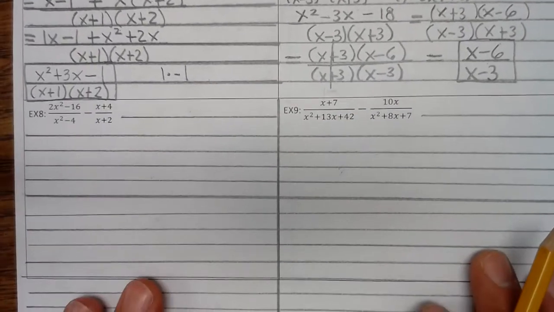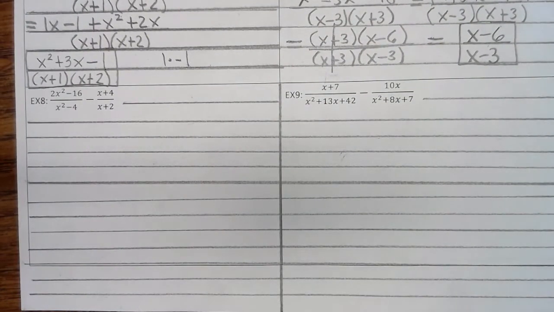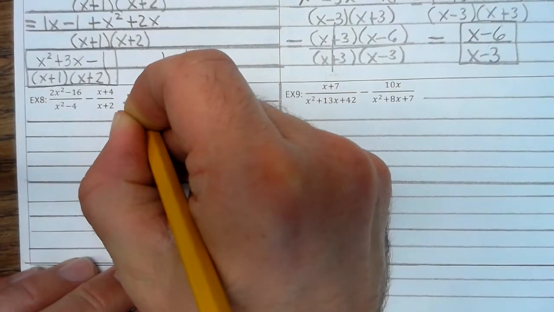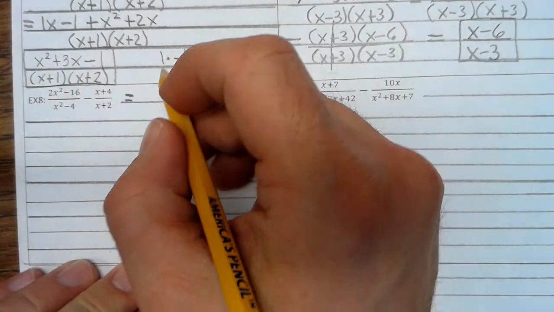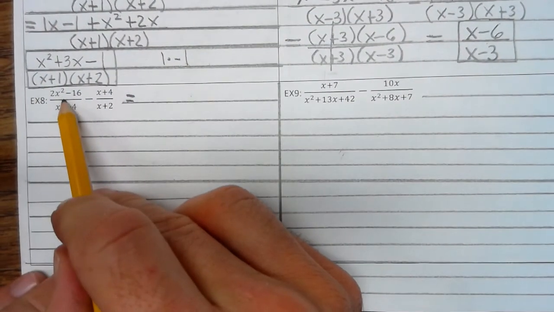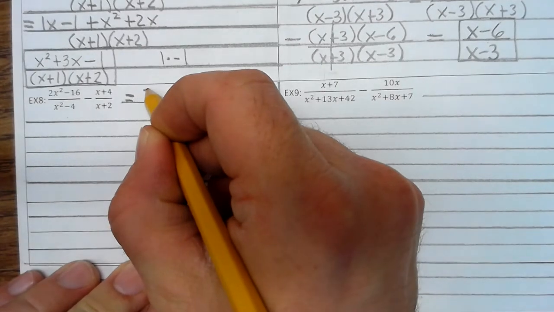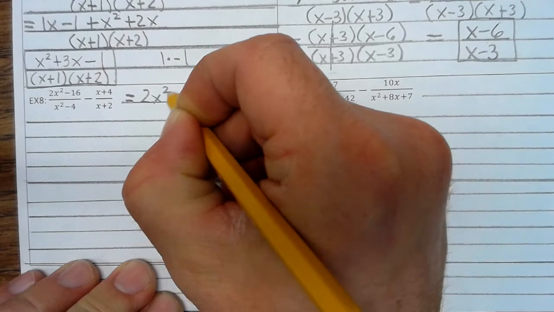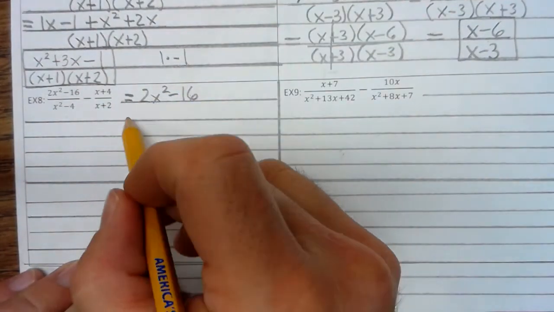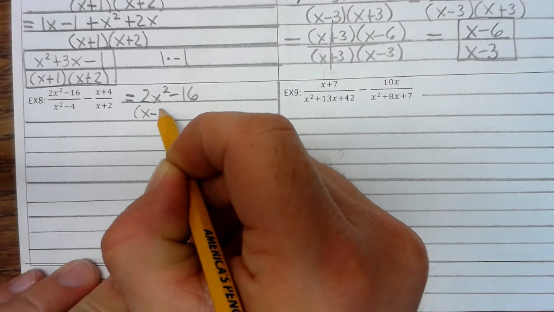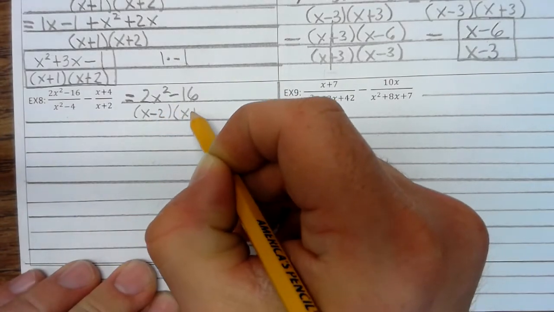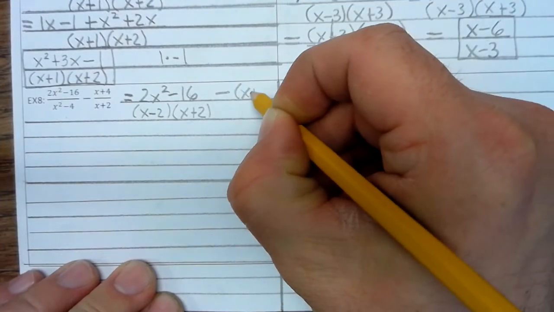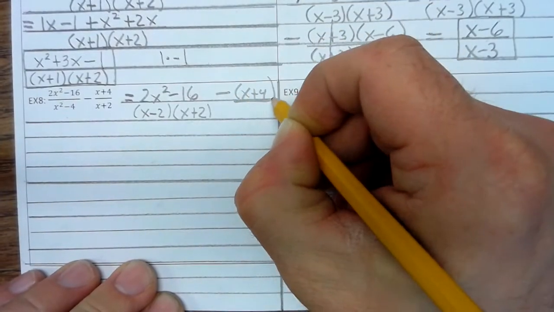All right, so now let's take a look at example 8. So we factor the denominator. And again, this is an example of a perfect square. I'm going to go ahead and factor out the numerator as well. Actually, no, I'm not going to do that yet. So 2x squared minus 16. Now this is a perfect square: (x - 2)(x + 2), minus, in parentheses, (x + 4) divided by (x + 2).